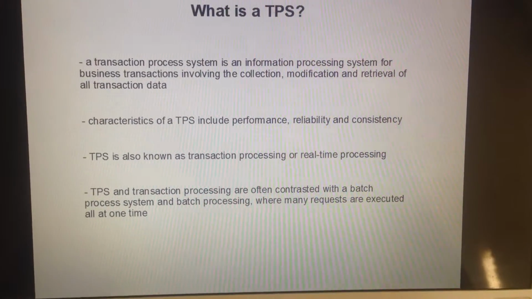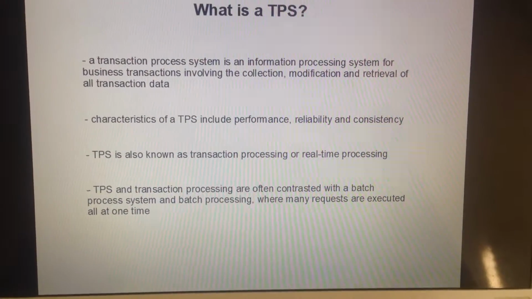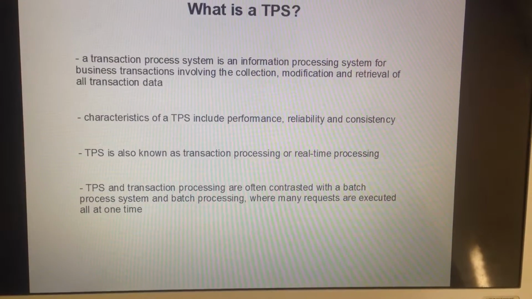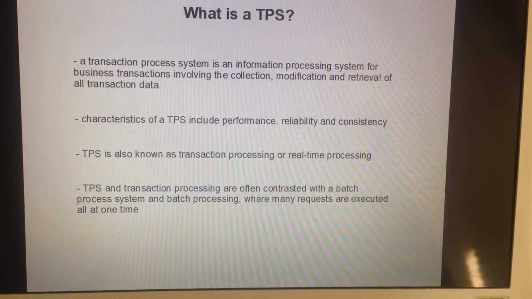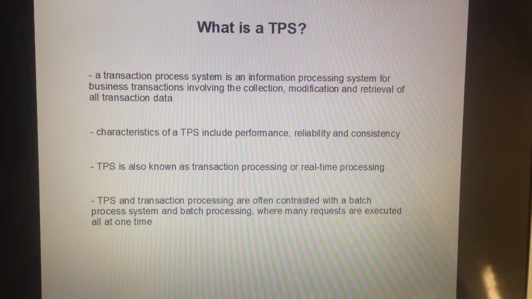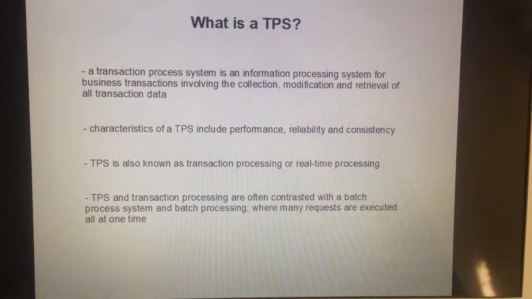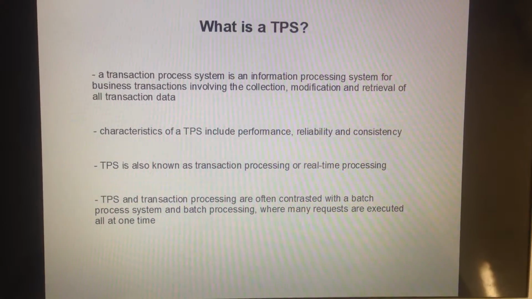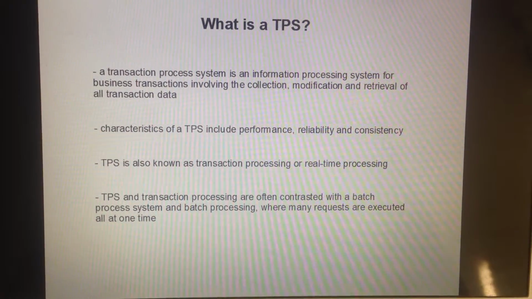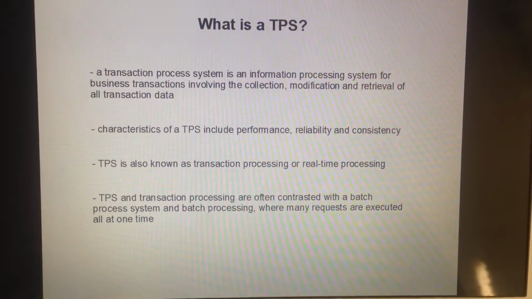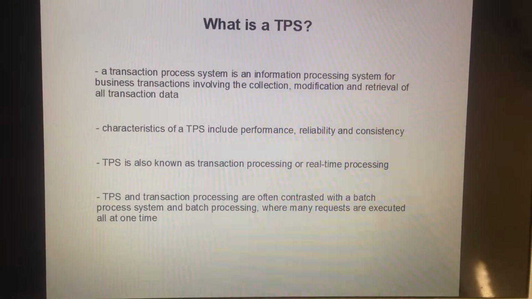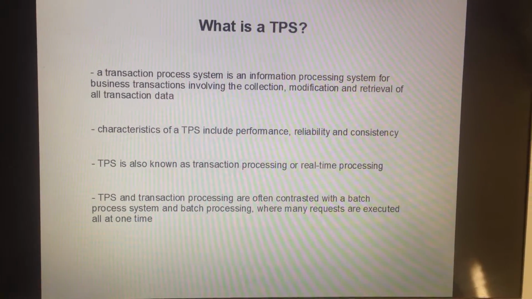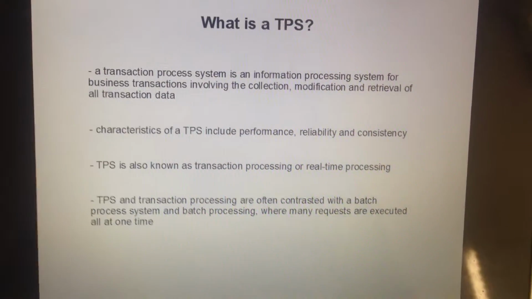Let's talk about what a TPS actually is. The transaction processing system is an information processing system for businesses, involving the collection, modification, and retrieval of all transaction data. Characteristics of a TPS include performance, reliability, and consistency. TPS is also known as transaction processing or real-time processing. TPS and transaction processing are often contrasted with a batch process system and batch processing, where many requests are executed all at one time.